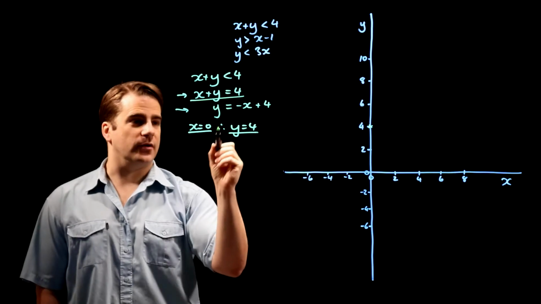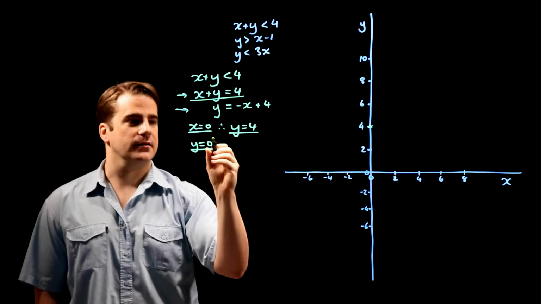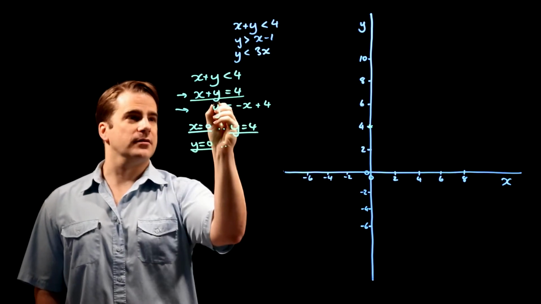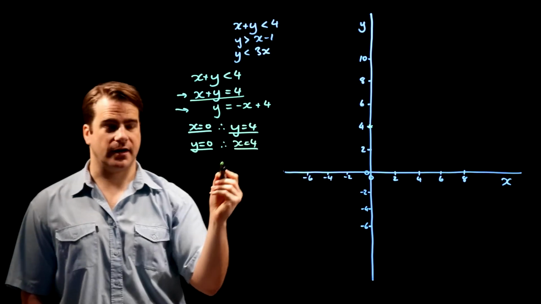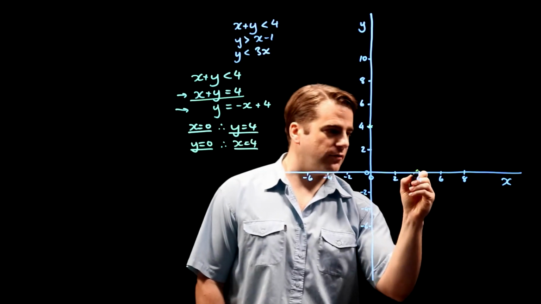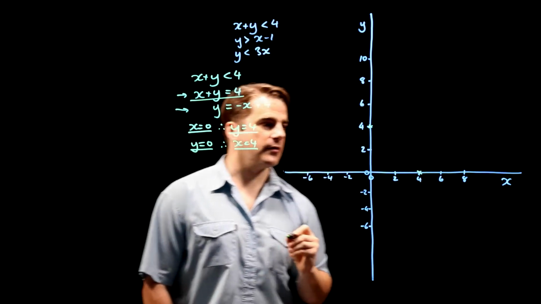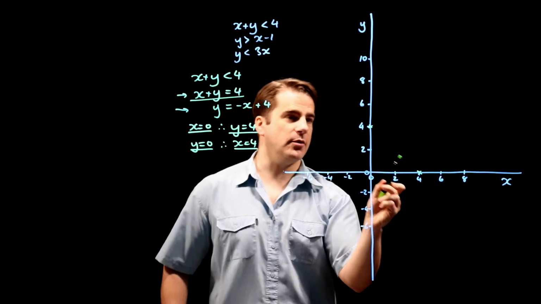So to get the second point, put y equals 0. See what we get. So therefore, if y equals 0, x equals 4. We've got our second point. x equals 4, y equals 0. Okay? So we've achieved the same thing. We know it's a straight line. It goes through these 2 points.